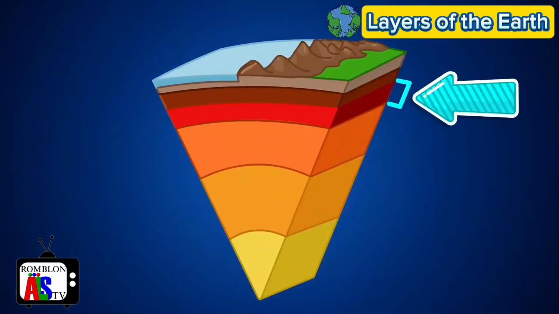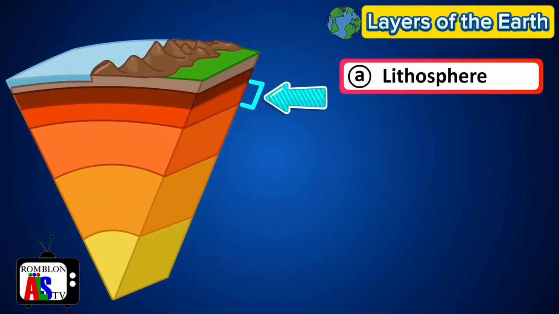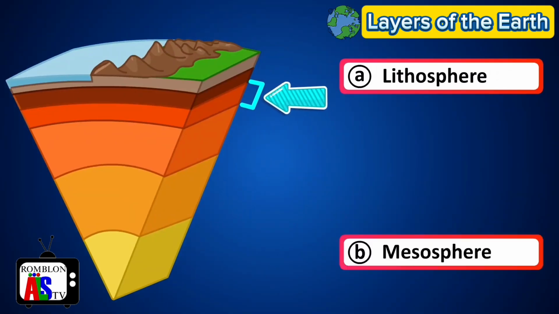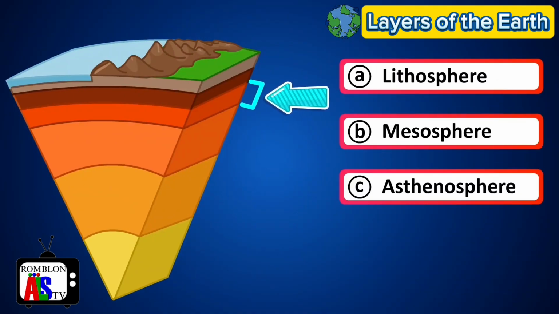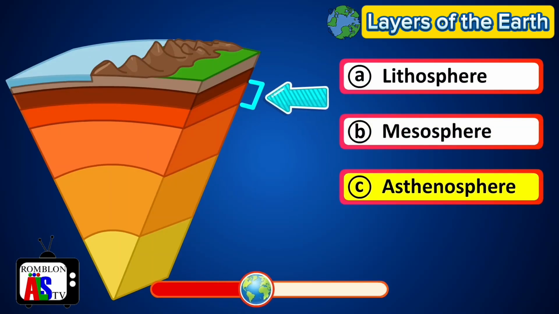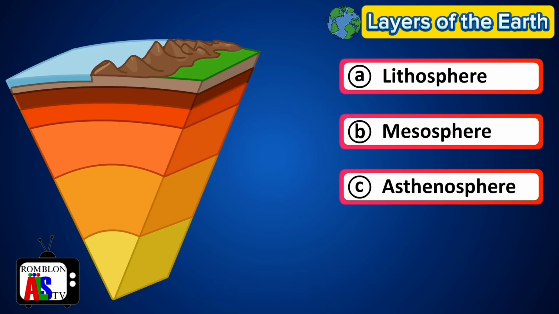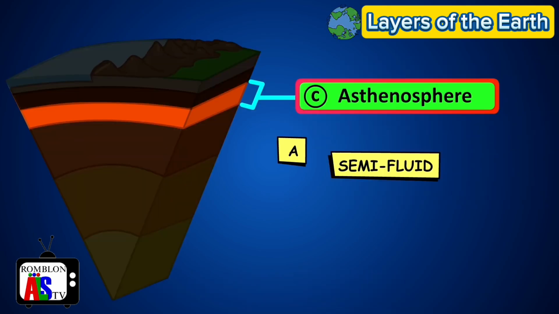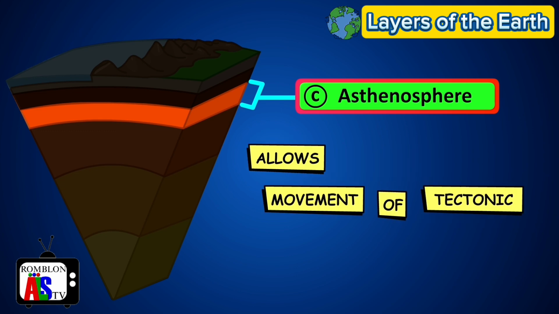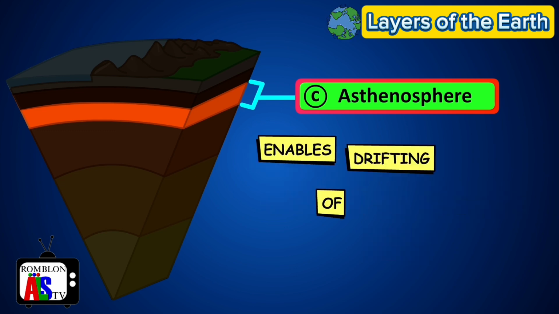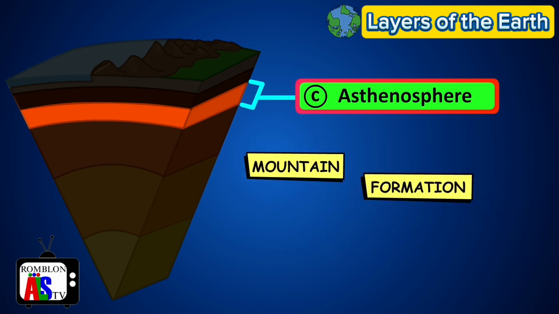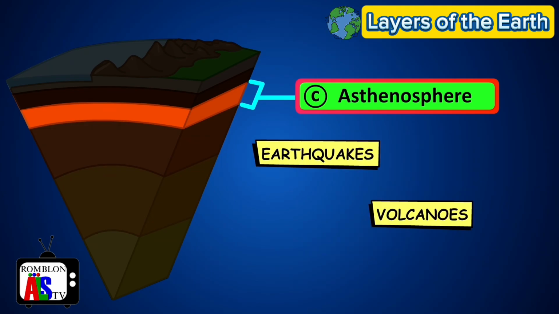Can you identify this layer? Is it A. Lithosphere, B. Mesosphere, or C. Asthenosphere? The correct answer is asthenosphere, a semi-fluid layer beneath the lithosphere. It allows gradual movement of tectonic plates and enables drifting of continents, mountain formation, earthquakes, and volcanoes.